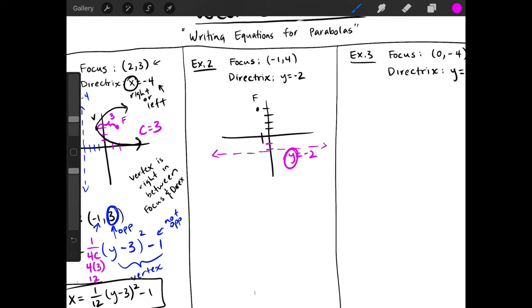Y equals -2. The first thing that I want to look at is it's y equals, which means our equation has to be y equals. No matter what, our directrix always lines up with how our equation looks.